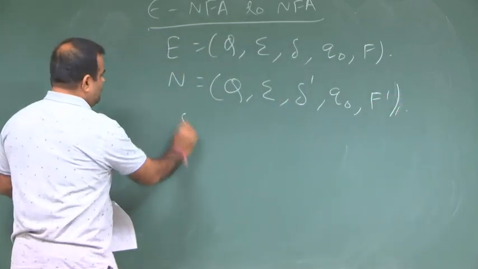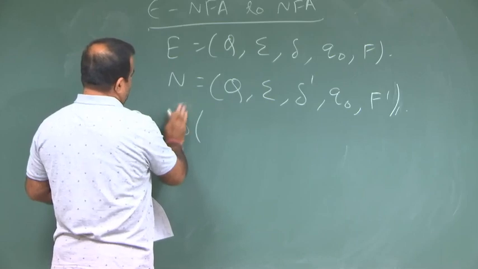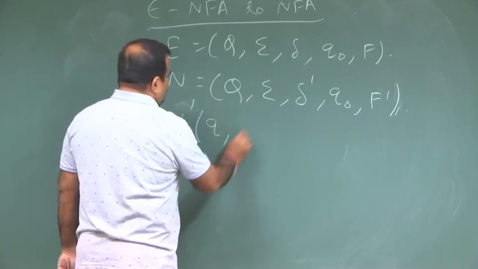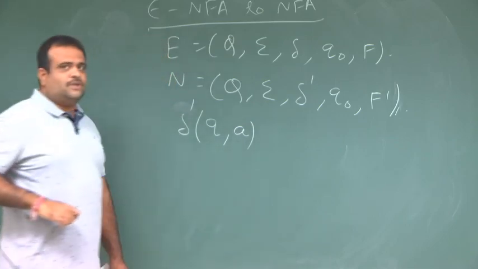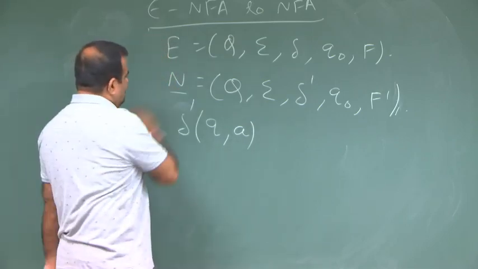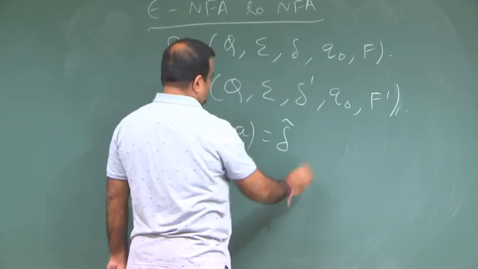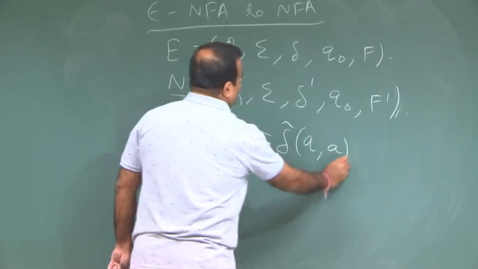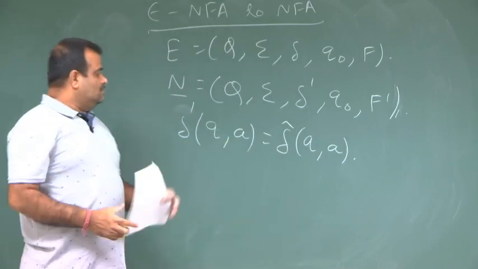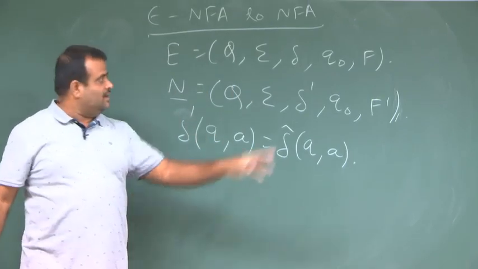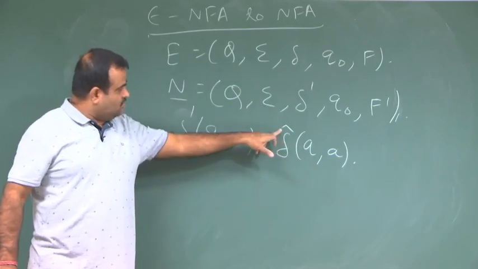So, delta prime we are defining as delta prime of q comma a. Here there is no epsilon move for this NFA. So, this is nothing but delta hat of q comma a. We are just clubbing all the epsilon moves before a and after a in these deltas. So, that is why we use the delta hat.